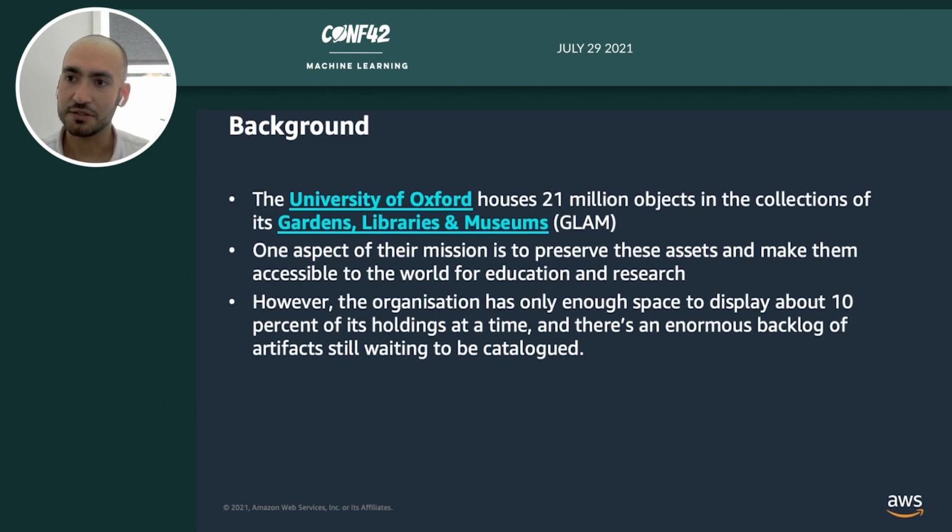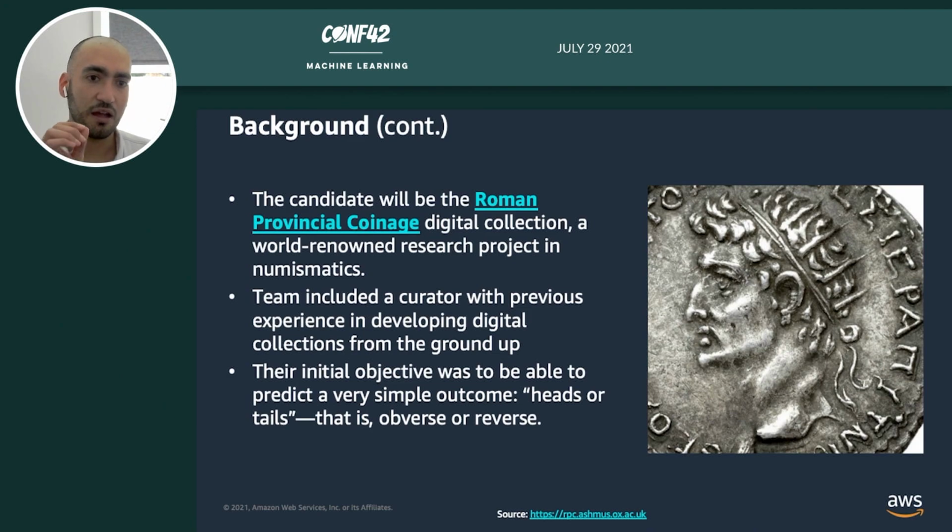So to optimize the access to these collections for digital teaching and research, GLAM asked the question, can we maybe use machine learning to help us? If we are successful, that will reduce the time that a research department needs to identify and catalog an object. But before we even think of that, the first thing that we had to identify is a suitable, well-cataloged collection that will become the prototyping candidate. So that candidate was the Roman provincial coinage digital collection.